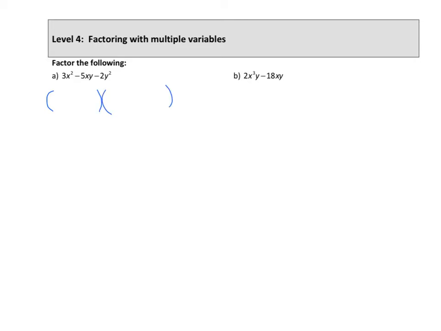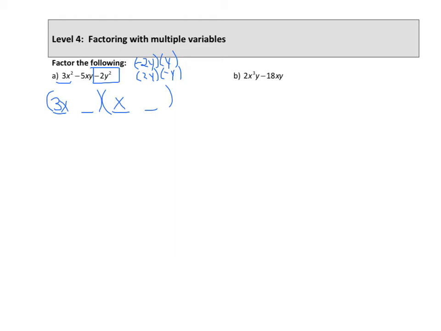And I need my first two terms to multiply to 3x squared. My only options are 3x and x. And then I need my last two to multiply to negative 2y squared. So I'm going to need negative 2y times y, or I could have positive 2y times negative y. But it's got to be 2y and y, and then one's going to be positive, one's negative. So I play around with it until I can find the right spot.